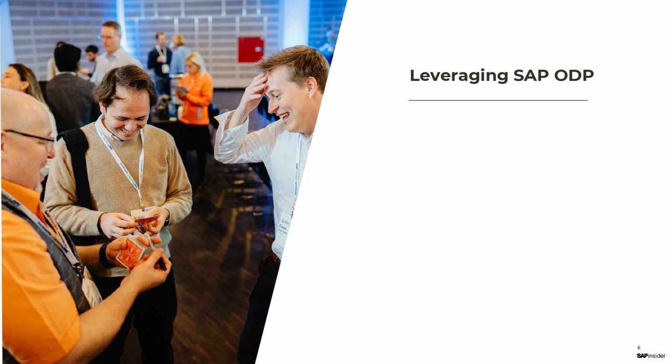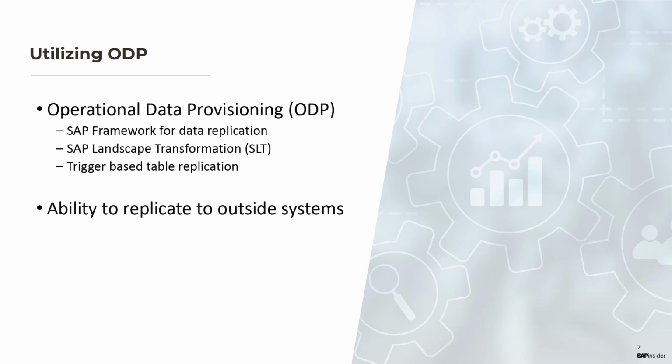The first one is utilizing SAP ODP. So ODP, or Operational Data Provisioning, is a framework that SAP released with HANA. And at a high level, it's meant for basically doing replication, including delta loads from S/4HANA into BW4HANA systems.